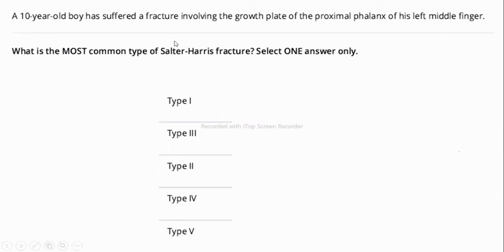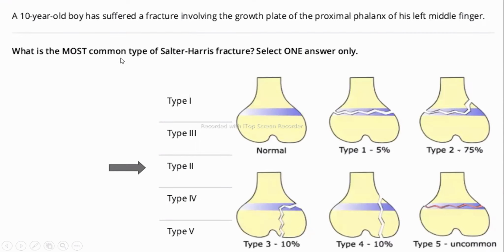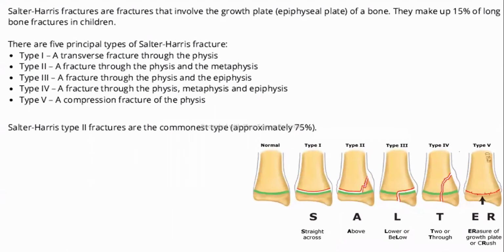Regarding Salter-Harris, it's a common question in all exams. I'm talking about the MRCEM SBA and FRCEM SBA. The most common type of Salter-Harris fracture? Type 2. Excellent. So here, type 2, how much? 75%.